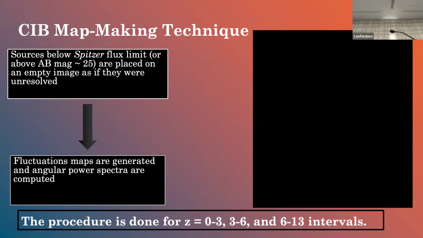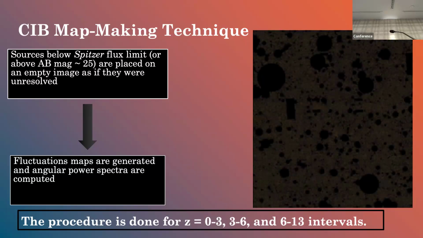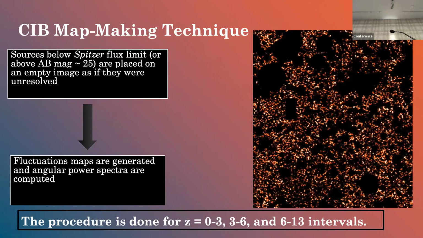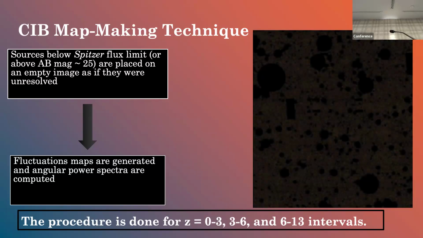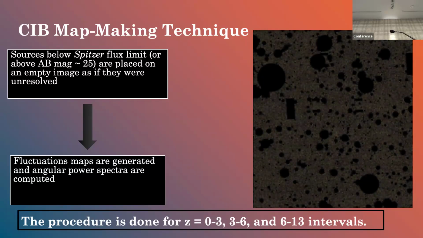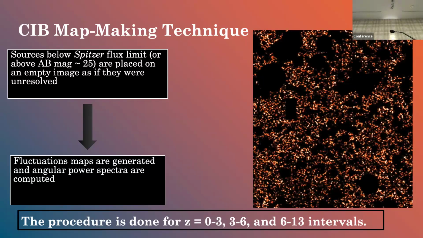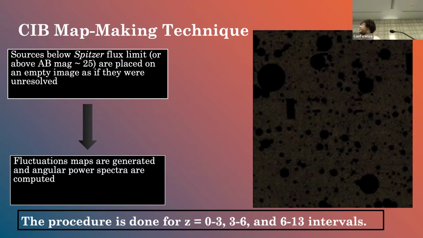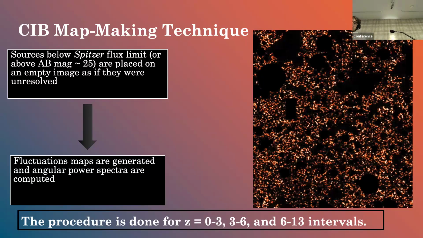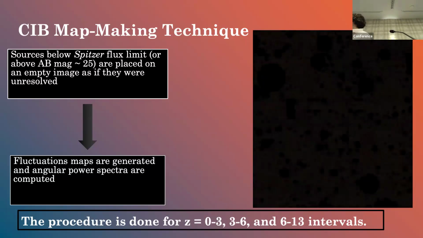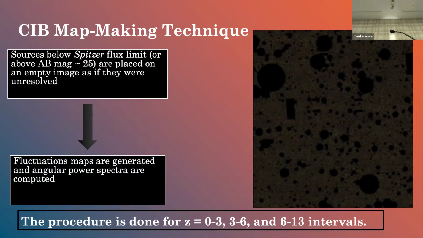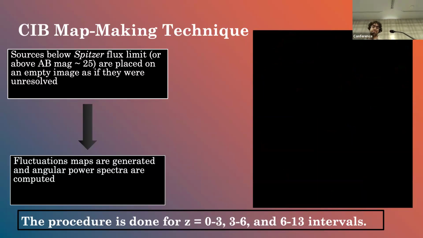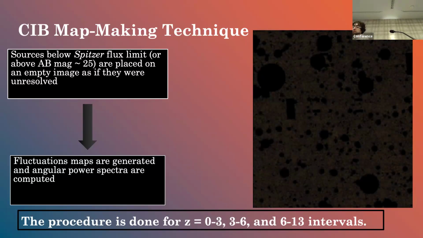To show you how this looks, here's a GIF of the accumulated light. You first start off with the sources from 6 to 13, and you move to 0 to 3. You see that it starts off with all the different sources, and then at the end, this is the fluctuation map. As I shared before, the CIB is just the accumulation of all this light, and here's the fluctuation map showing just that. You might see some circles and squares. Those are just masked out features from COSMOS-Web.